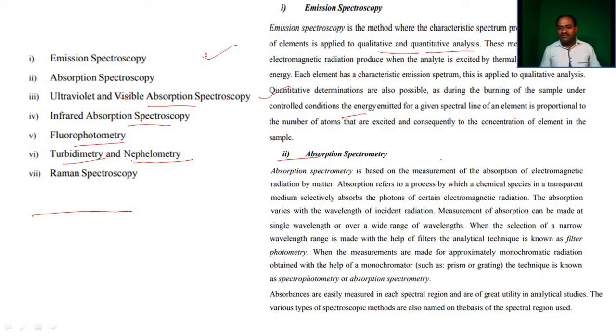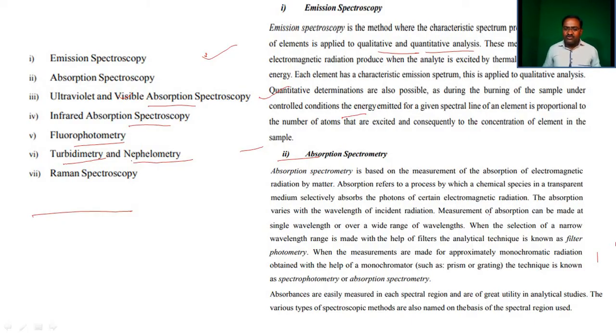During this, the sample is burned under controlled conditions, and the energy emitted for a given spectral line of an element is proportional to the number of atoms that are excited, and consequently to the concentration of the element in the sample. This is the concept of emission spectroscopy. Generally, a question asked is: write a note on emission spectroscopy. This is enough. Next we will move on to absorption spectroscopy.